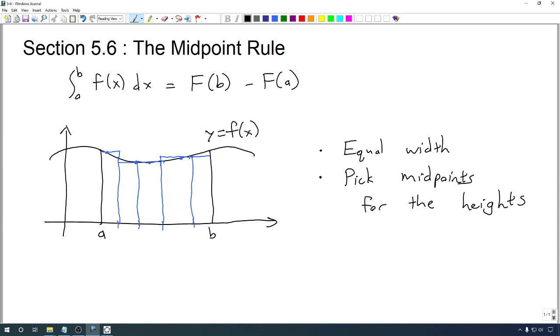Now, of course, we're not really going to choose the number of rectangles here. We're going to leave that up to whoever is actually going to be using the rule. If you use more rectangles, of course, things are going to be more accurate, because your rectangles will approximate the curve a lot better. But of course, you're going to have more rectangles. It's going to be more work.